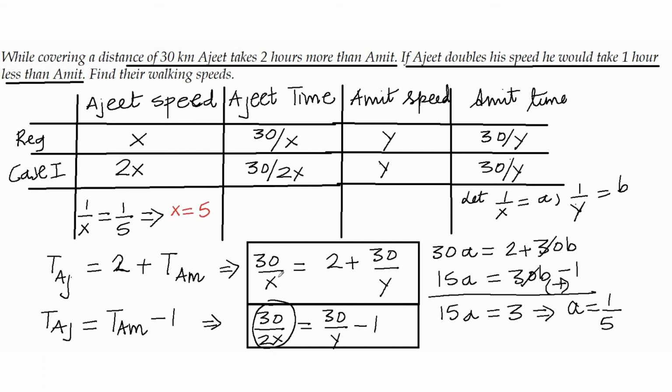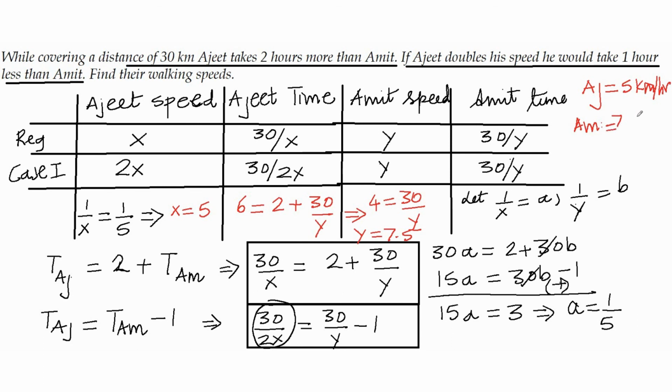And now I can substitute x as 5 here. So let's substitute x equals 5. 30 upon 5 is 6. So 6 equals 2 plus 30 upon y. So if you solve this equation, 6 minus 2 is 4. So 4 equals 30 upon y, which means y is equal to 30 upon 4, which is 7.5. So I can say that Ajit is moving at 5 kilometers per hour. That is his speed, and Amit is moving at 7.5 kilometers per hour, right? These are their individual speeds.